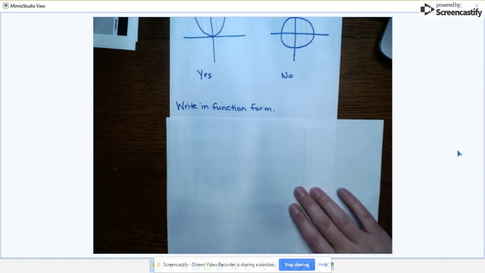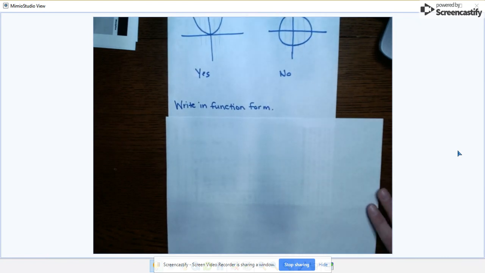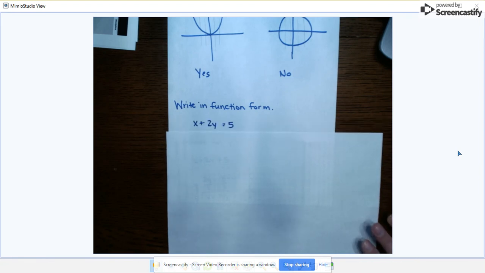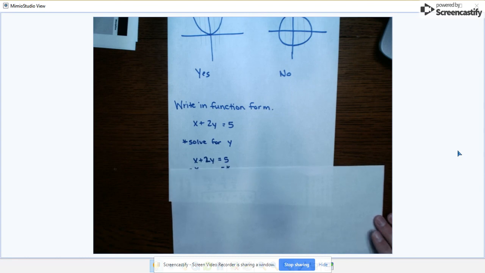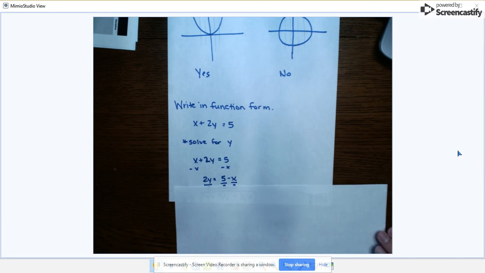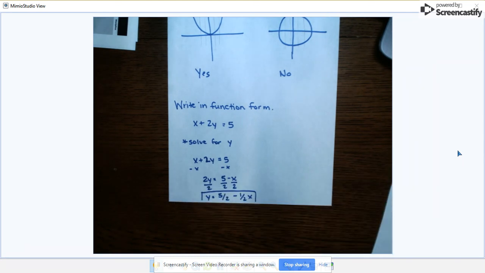Okay, finally, if we look at an equation, we'll be occasionally asked to write an equation in function form. So in function form, that means we need to get the y by itself. So we're just going to solve for our y variable or our dependent variable. So we'd start by subtracting x. That gives us 2y equals 5 minus x, and then we divide by 2 to get y equals 5 halves minus 1 half x.